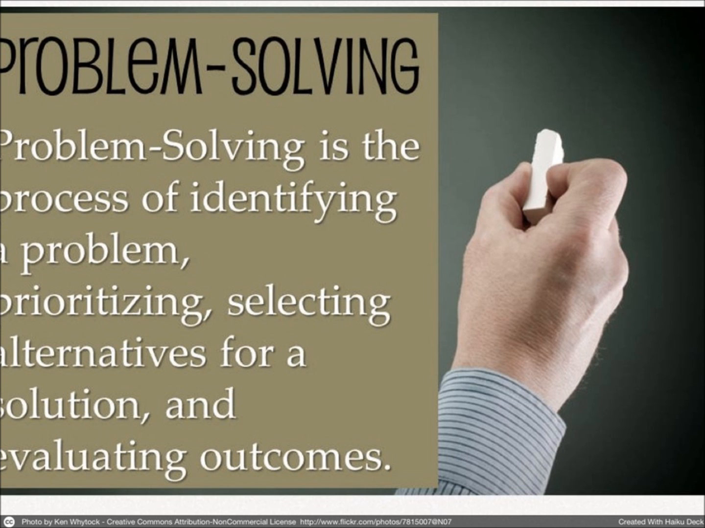If problem solving is the process of identifying a problem, prioritizing and selecting alternatives for a solution, and evaluating outcomes, you've done the identifying and researching the problem. Now you need to begin selecting alternatives for a solution and evaluating the possible consequences of those solutions in order to prioritize them. And so I want to talk a little bit about the ways that we do that.